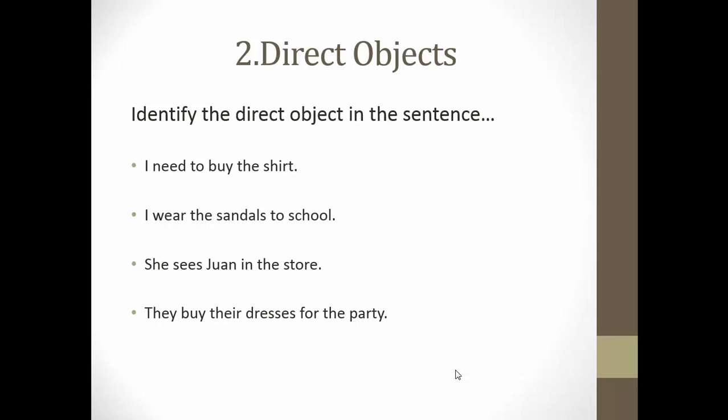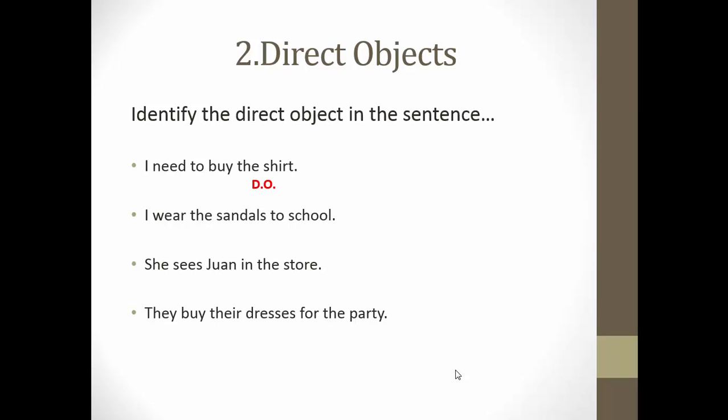Let's identify the direct object in these sentences. It might be a good idea to actually identify the direct object before I give you the answer, so you can check yourself for understanding. I need to buy the shirt. I need to buy what? The shirt. Shirt is the direct object.